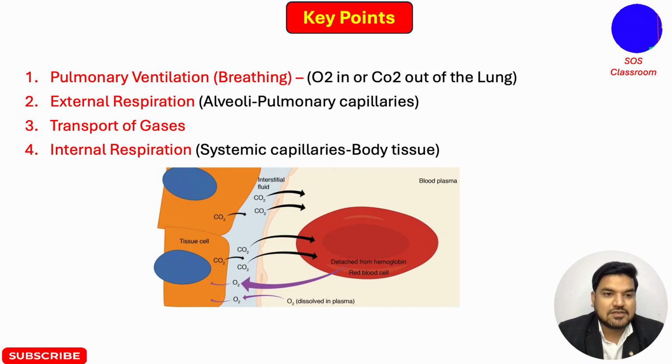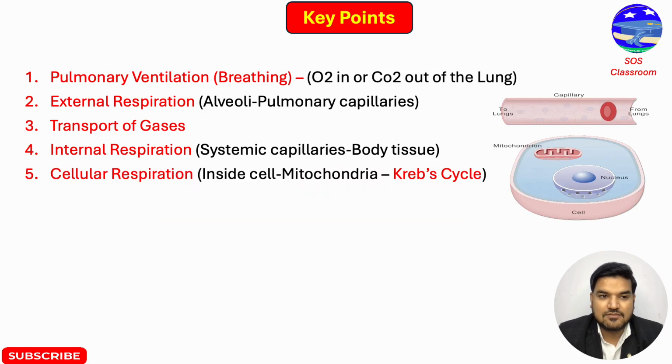Next, we will discuss internal respiration. Internal respiration means the exchange of carbon dioxide and oxygen between the systemic capillaries and body tissues. So, between the body tissues and systemic capillaries, the exchange of carbon dioxide and oxygen, that is called internal respiration.